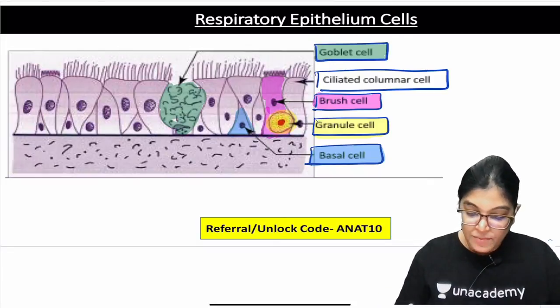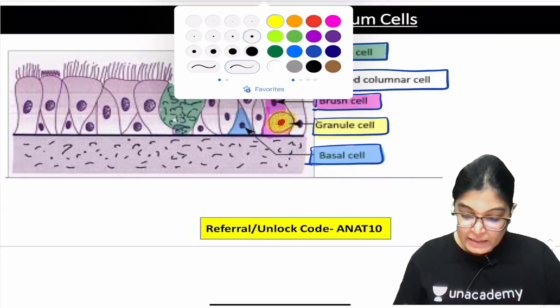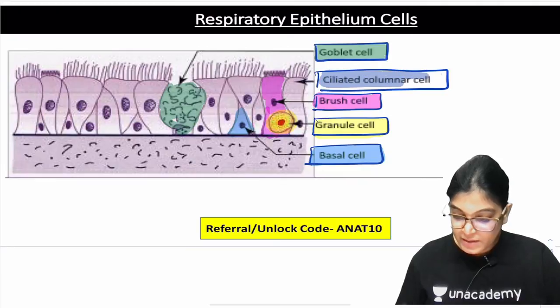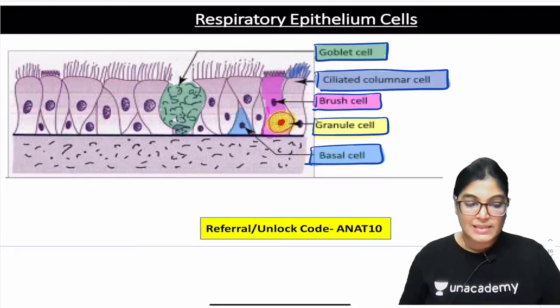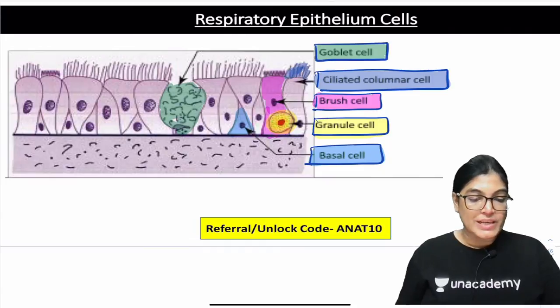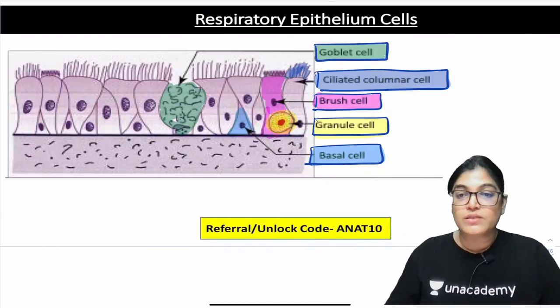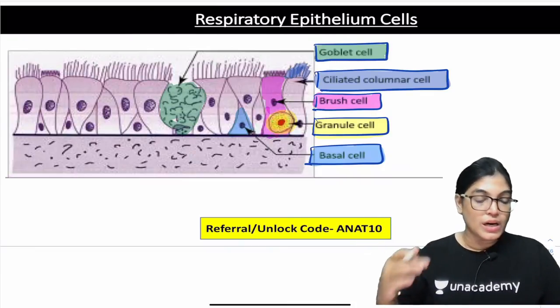And also we have got ciliated columnar cells. So see here. Ciliated columnar cells have been seen. So these are the cilia which you are seeing. These are ciliated columnar cells. Ciliated cells have cilia on the free surface and the cilia are beating the dust particles, not towards the respiratory tract. They are beating the dust particles towards the pharynx.